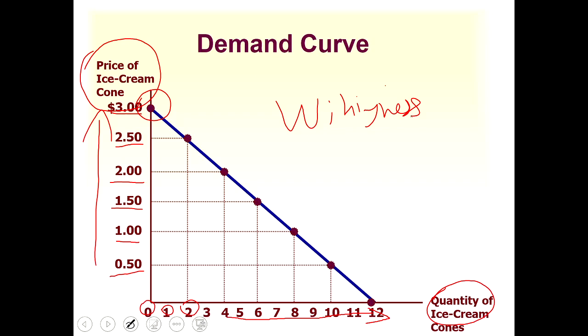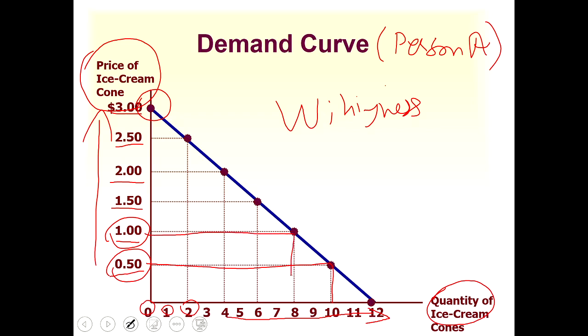Anyway, let's assume that it's person A, the demand curve of person A. So for that person, if the price of ice cream is $0.5, he would like to purchase 10 ice creams. And if the price of ice cream increases to $1, his willingness to purchase ice creams would decrease to 8. And similarly, if the price increases to $2.5, as the price of ice cream keeps on increasing, his willingness to purchase ice cream keeps on decreasing. So this is called a demand curve.